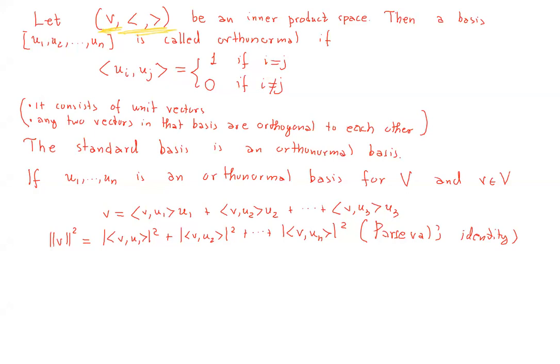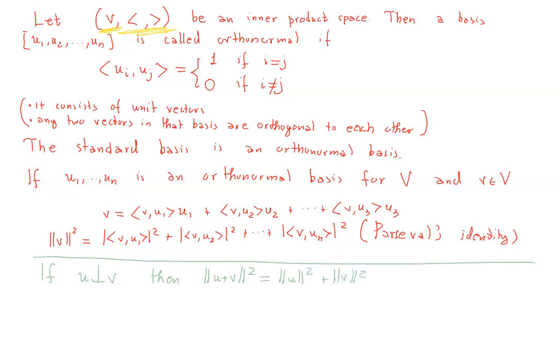It's the Pythagorean theorem. It's really a vast generalization, if you will, of the Pythagorean theorem. After all, let me make this point here: if u is orthogonal to v, then the norm of u plus v squared is equal to the norm of u squared plus the norm of v squared. And that's, if you like, the simplest expression for the Pythagorean theorem in an inner product space.